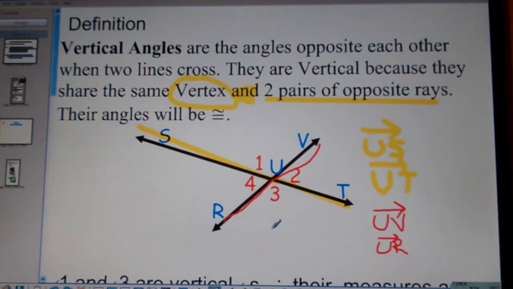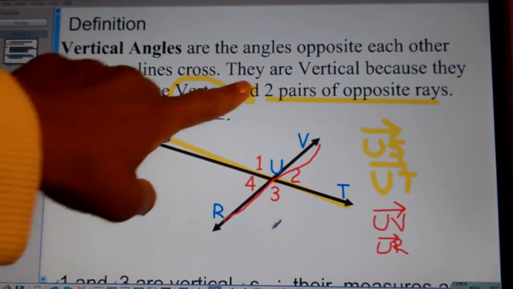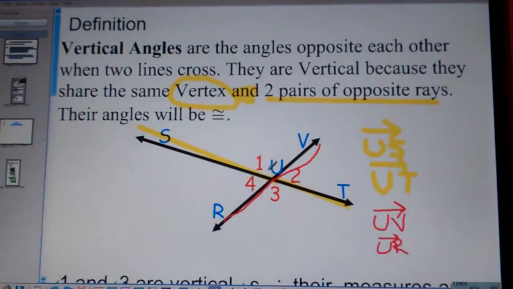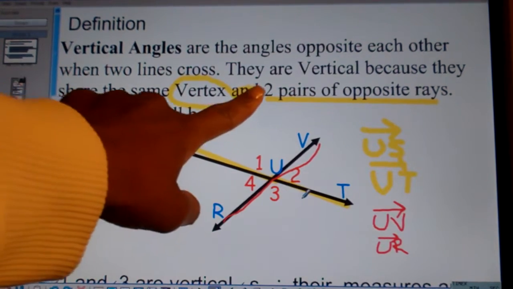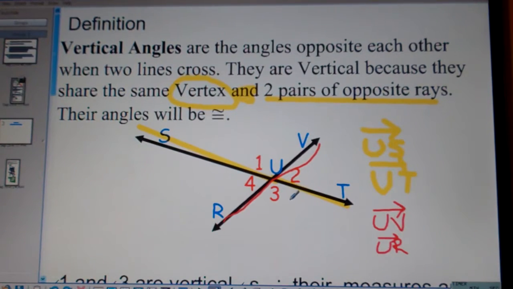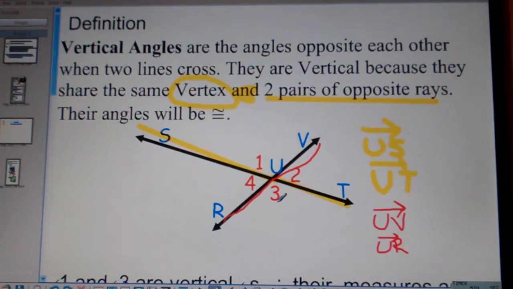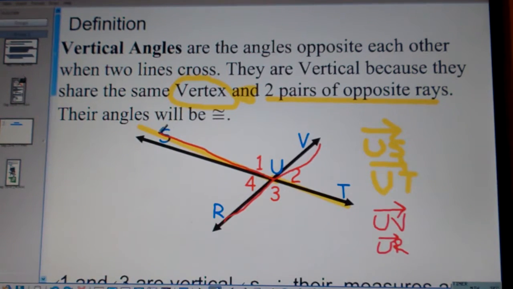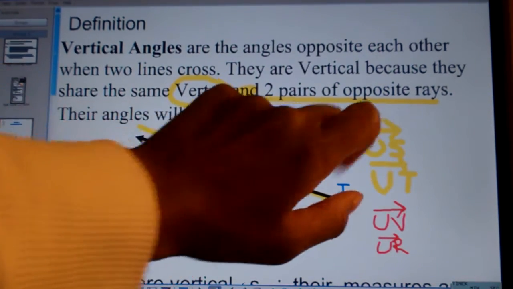Vertical pairs are when you have two lines that cross or intersect. Number 1, for them to be a vertical pair, they must first share the same vertex, and angles 1 and 3 do share the same vertex U. At the same time, they have to have not just one but two pairs of opposite rays. The first pair is US, which shoots up this way, and then UT. Going back carefully, those rays have to touch the angle.